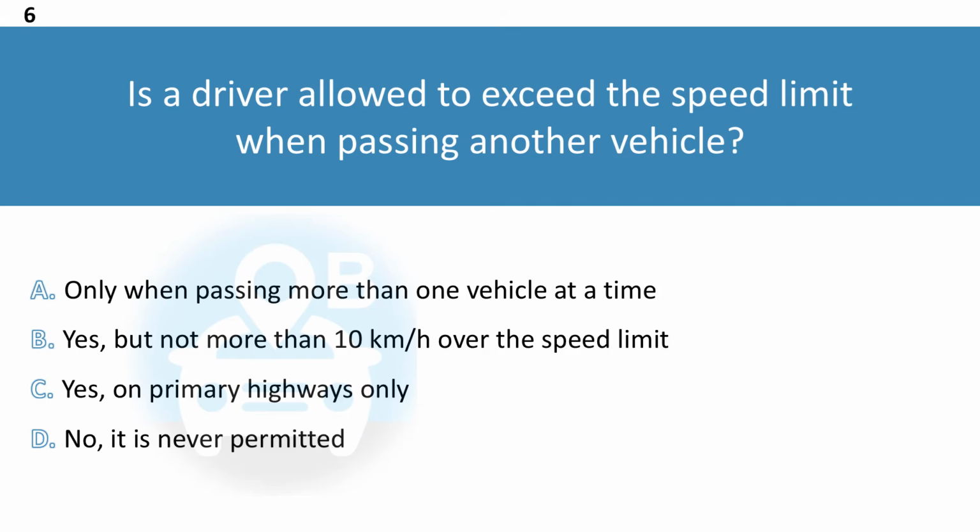Is a driver allowed to exceed the speed limit when passing another vehicle? A. Only when passing more than one vehicle at a time. B. Yes, but not more than 10 km per hour over the speed limit. C. Yes, on primary highways only. D. No, it is never permitted.